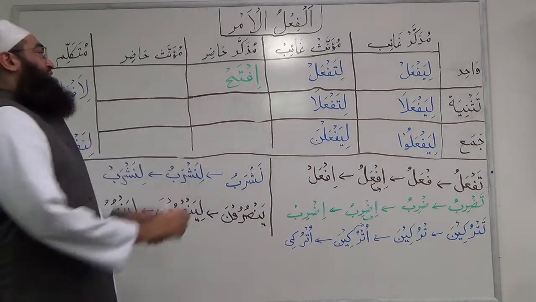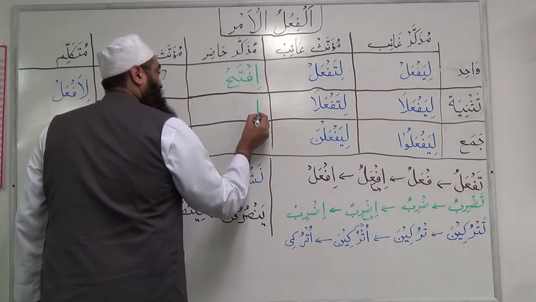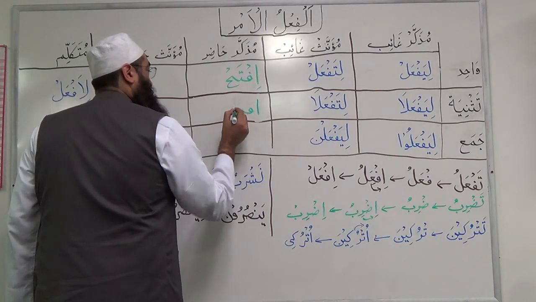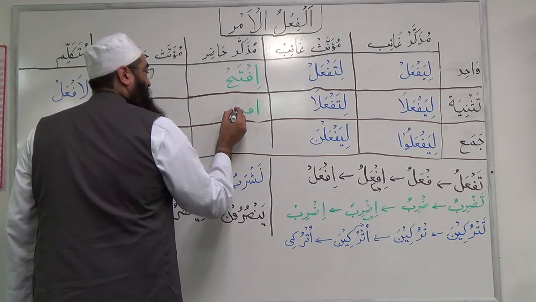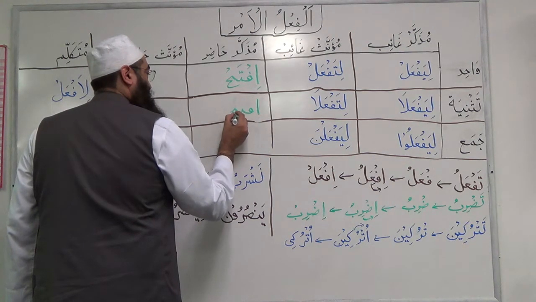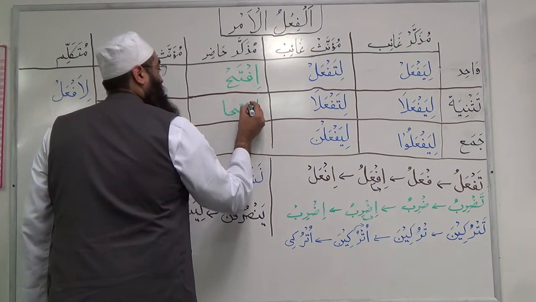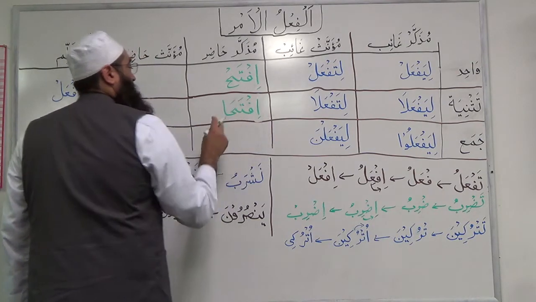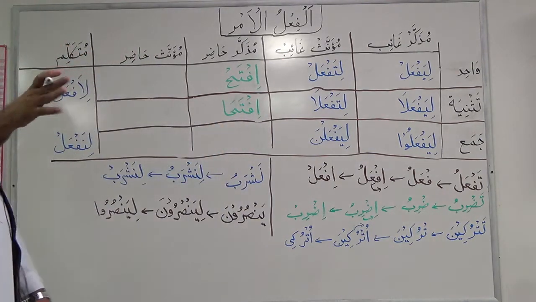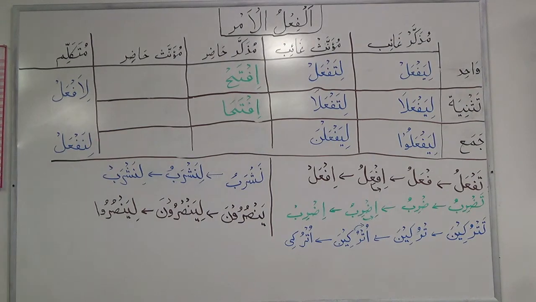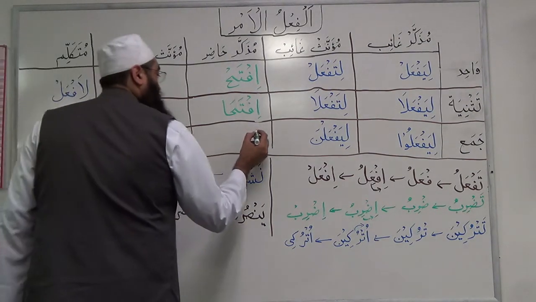So what are we going to put here? If. And then what comes here now? Ha and a? Alif. Okay? So iftaha. So two men. Two men open the door. Both of you. Alright, all you men, open the door. Iftahu. Alright?